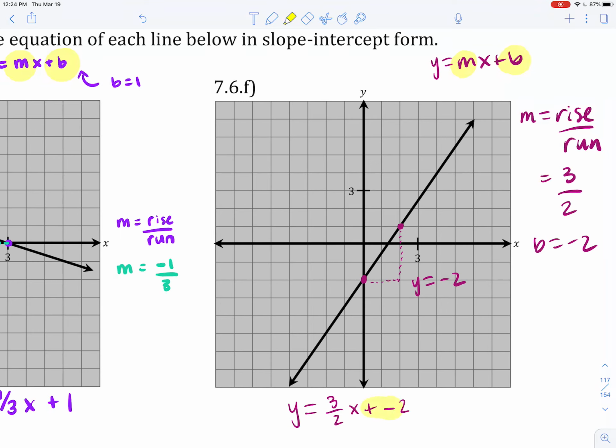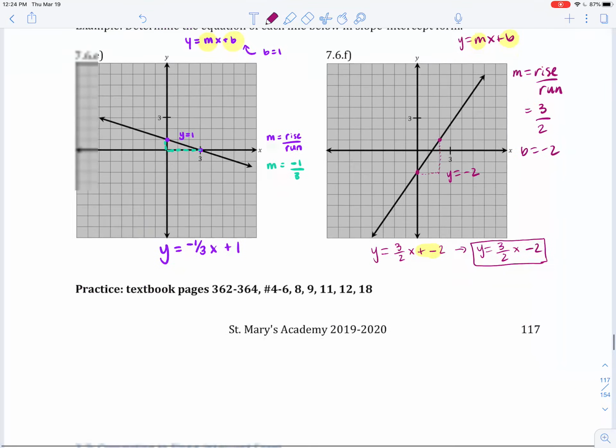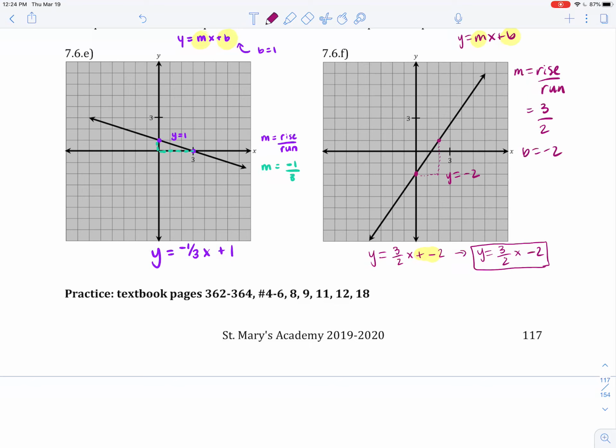So m has a value of 3/2, and then we have x, and then plus the y-intercept of -2. Now, remember that this is not in its most simplified form, so I'm going to make that better by saying that y is equal to 3/2x - 2, and that would be our most simplified final best answer.